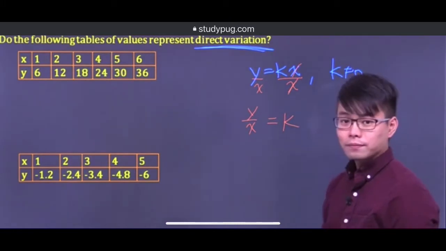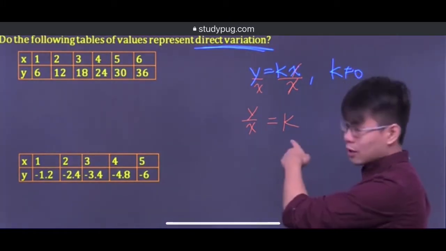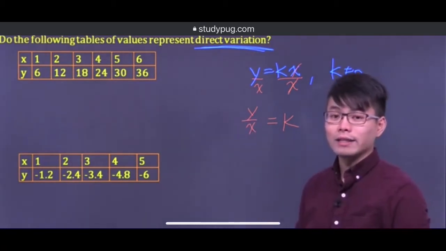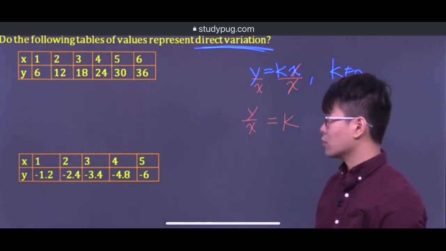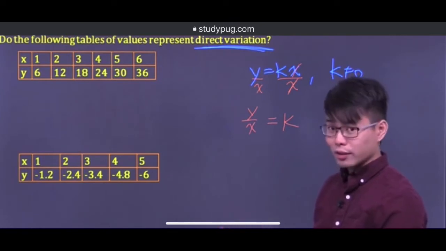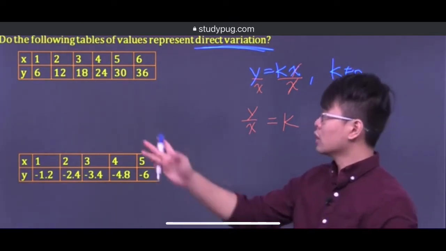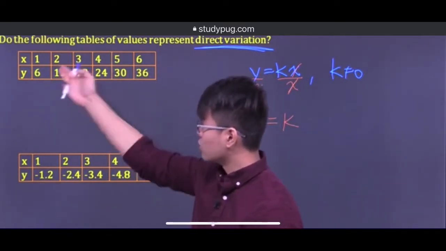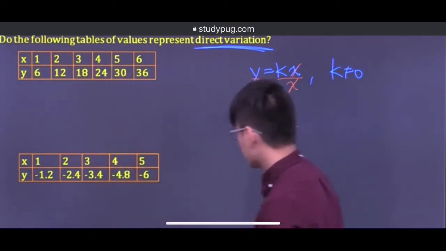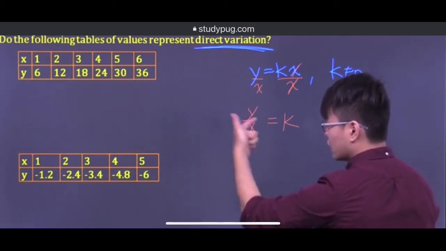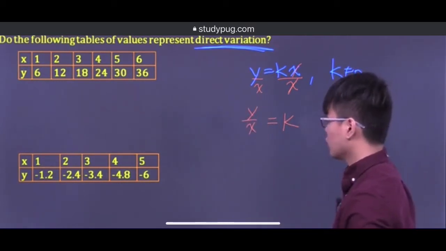So to find the k, we simply need to find the ratio between the variables, y and x, and check if this ratio is consistent throughout the entire table. So we simply take the y value divided by its corresponding x value.